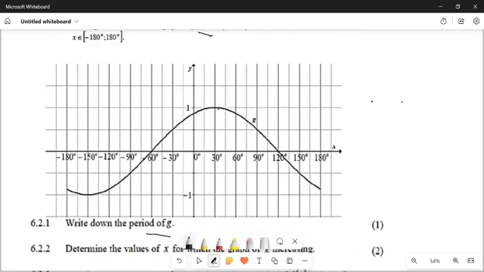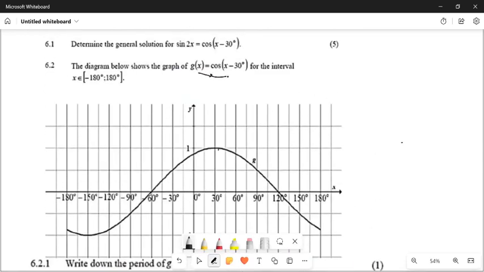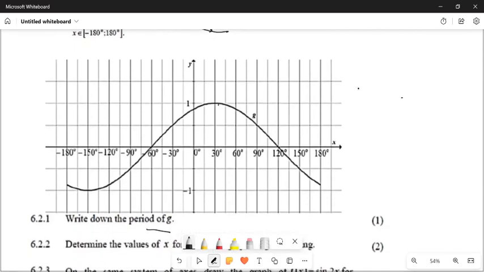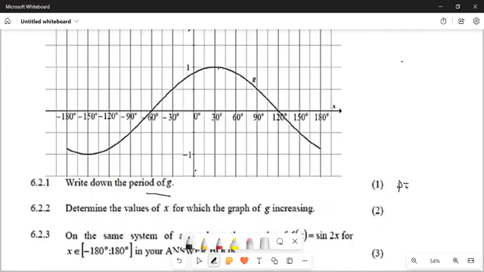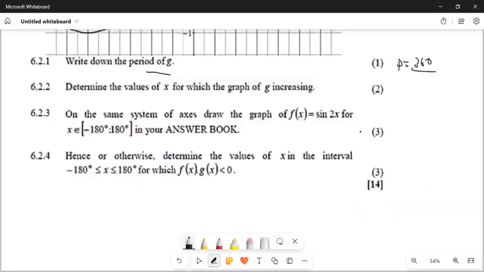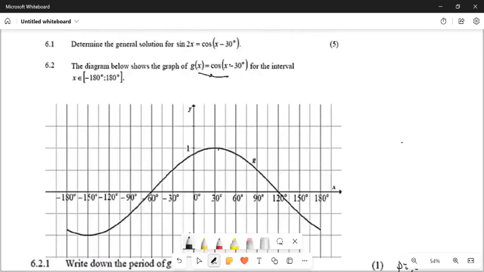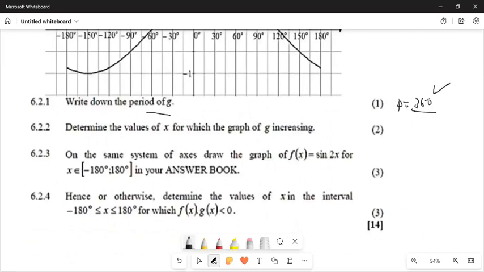Let's go and check g. So this is g of x. What is going to be the period of g? Now remember, how do you get the period? Because it's a cos graph, you're going to say it's 360 divided by the value before x. Let's check the value before x. What is this value just before x here? It's 1 again. So what is going to be our period here? It's 360. 1 mark for that.